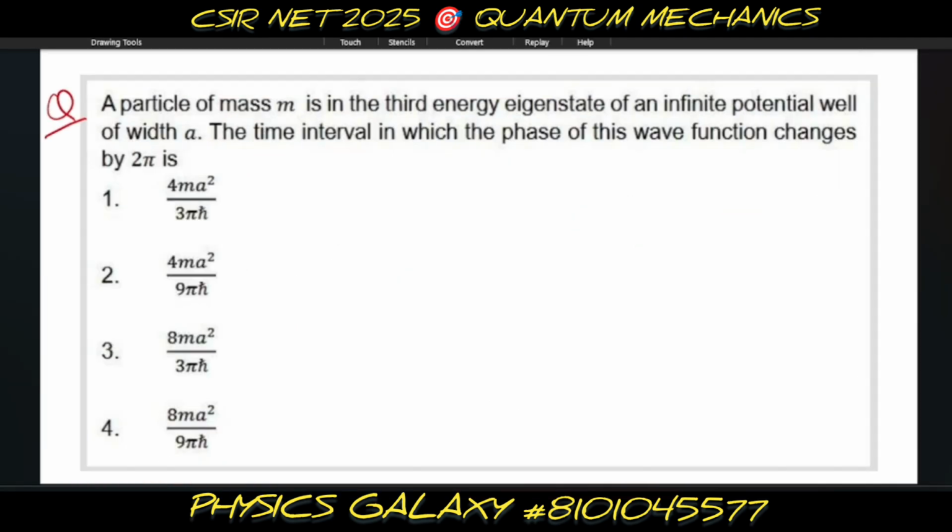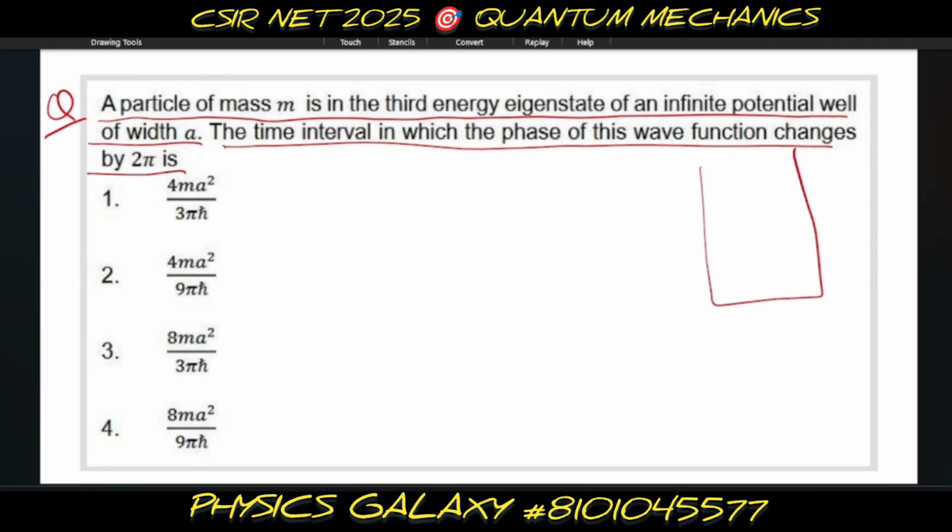The next question is, a particle of mass m is in the third energy eigenstate of an infinite potential well of width a. Find the time interval in which the phase of this wave function changes by 2 pi. Okay, so the particle is in an infinite potential well. So this is our infinite potential well of width a. Okay, the phase of the wave function changes by 2 pi.